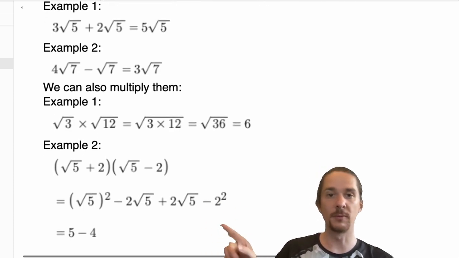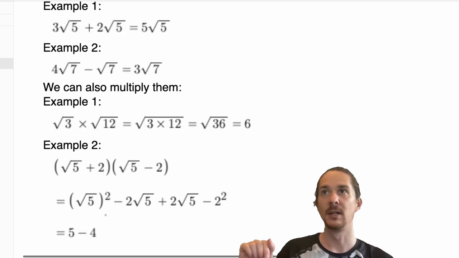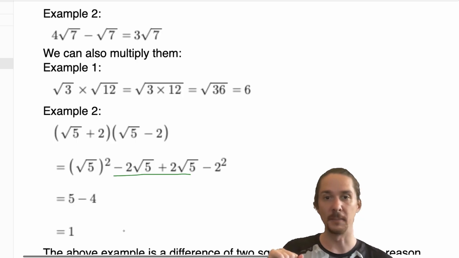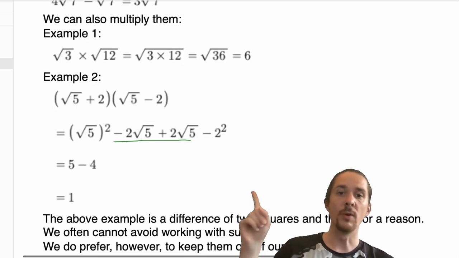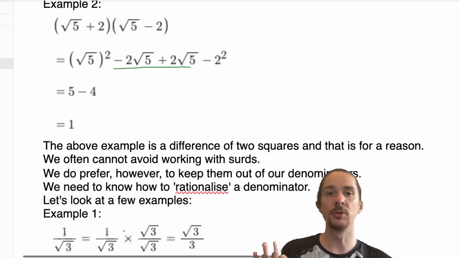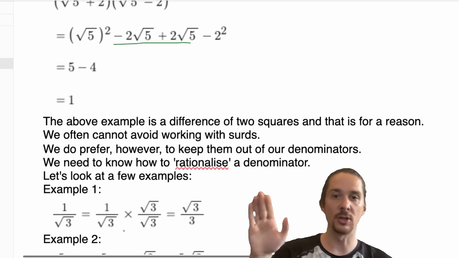So following FOIL, we have our firsts here, our outsides, our insides, and our last. Now this is the difference of two squares. You should recognize that from last week. And that means that these two terms disappear, they cancel out, and so we get a nice answer in the end. Okay, now we've used the difference of two squares for a reason, and that's because we're about to learn to do something called rationalizing a denominator.